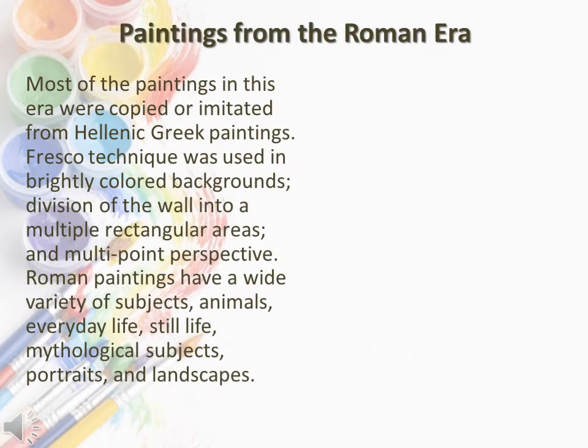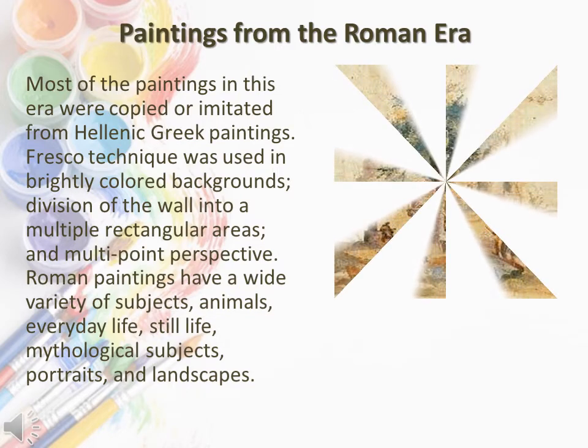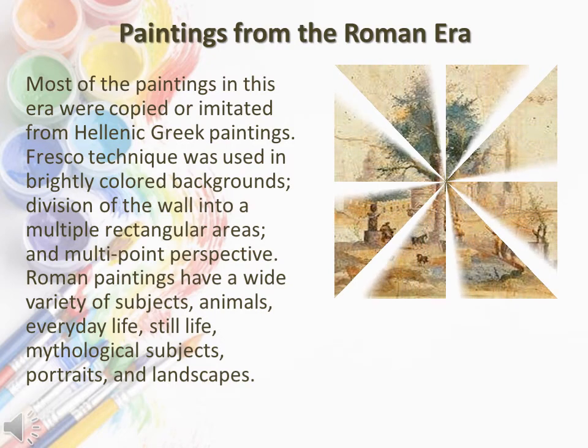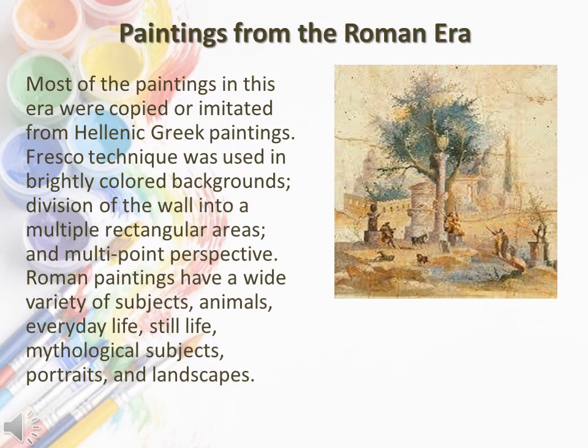Paintings from the Roman era. Most of the paintings in this era were copied or imitated from Hellenic Greek paintings. Fresco technique was used in brightly colored backgrounds, division of the wall into multiple rectangular areas, and multi-point perspective. Roman paintings have a wide variety of subjects: animals, everyday life, still life, mythological subjects, portraits, and landscapes.